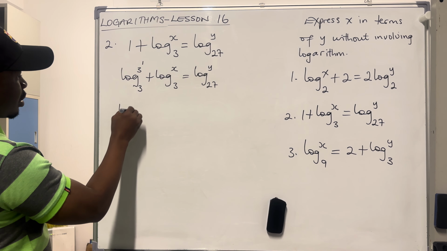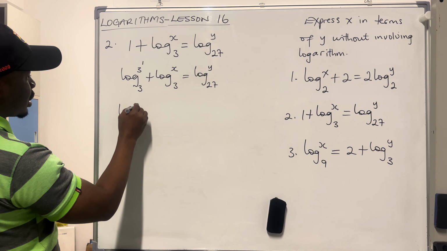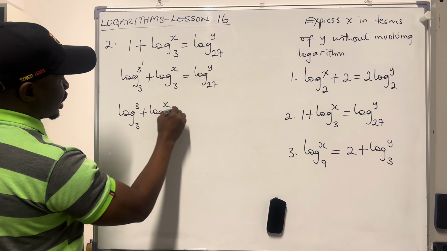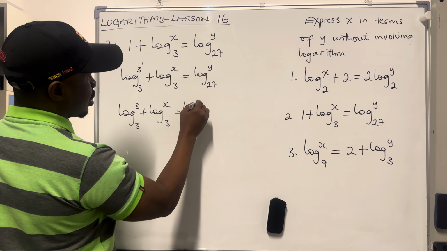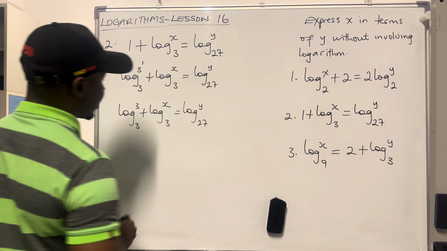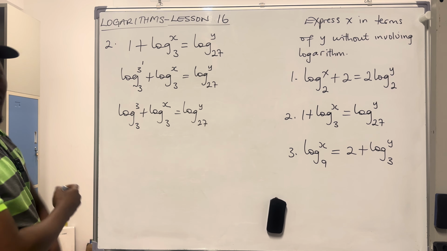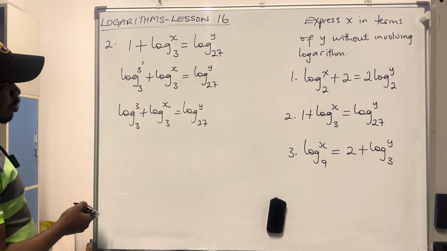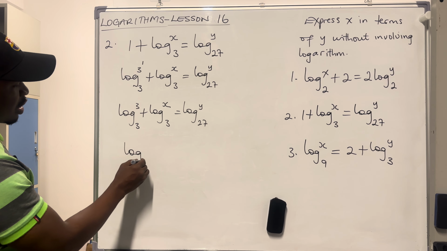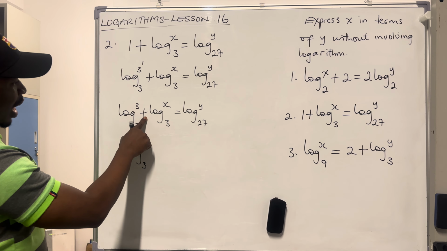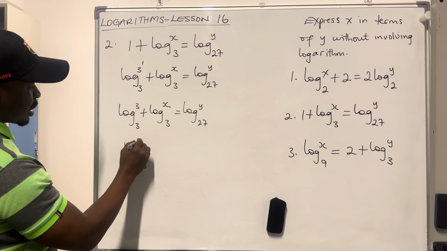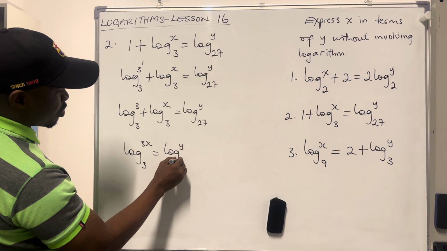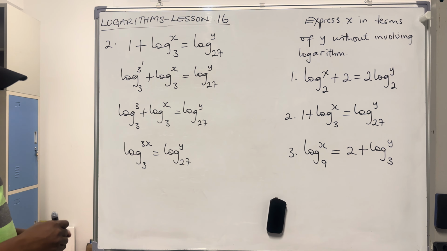So now we say log 3 to the power 1 is 3 base 3, log x base 3, log y base 27. Same base, we'll take 1. So if we take 1, we have base 3. For addition, we multiply 3 times x, 3x, which is log y base 27.